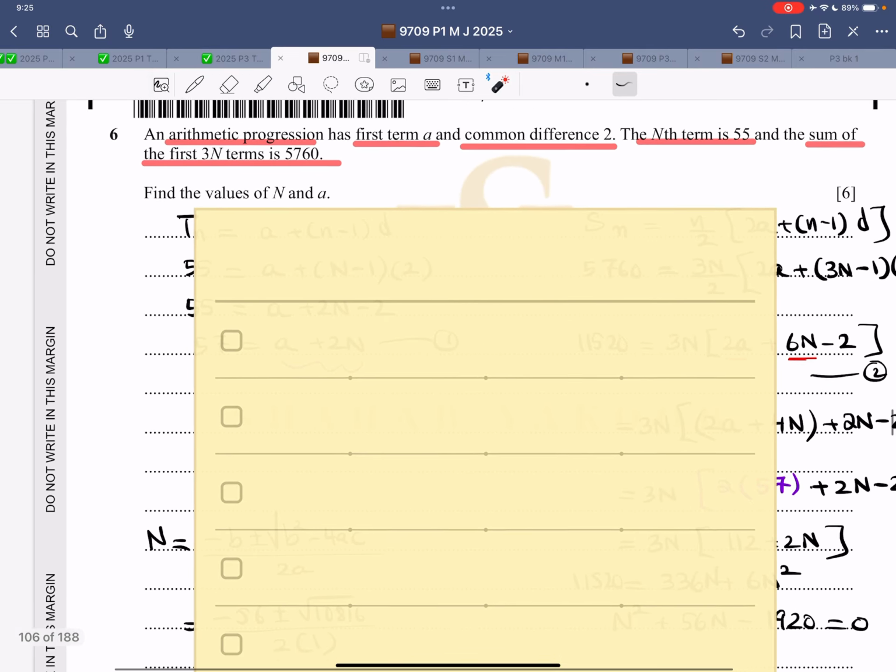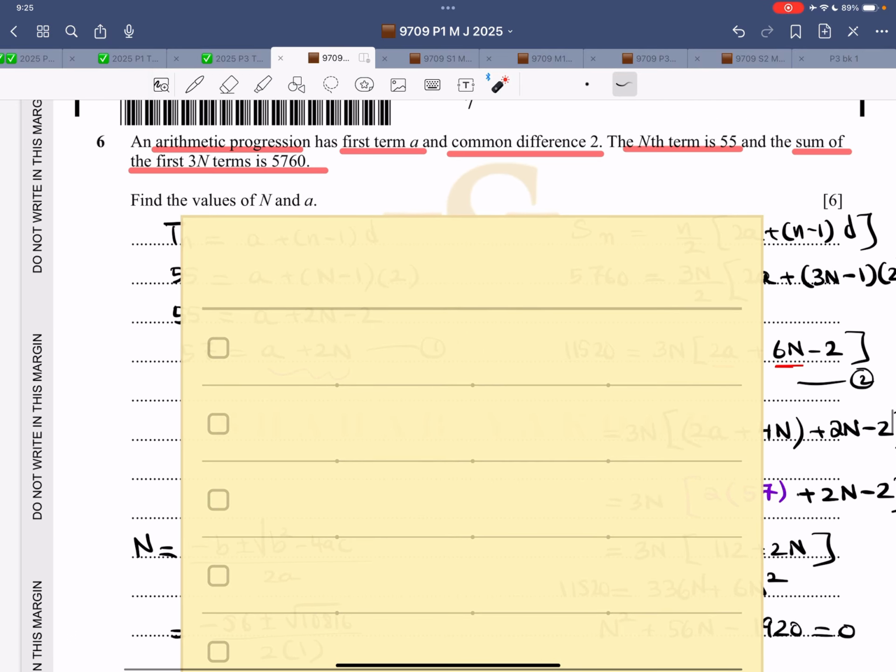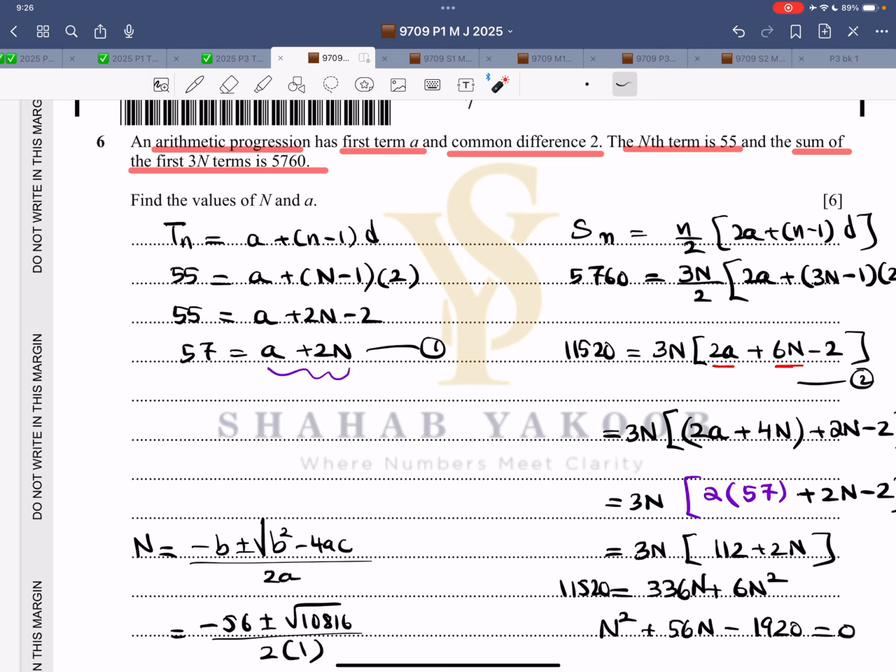Let's move to question number 6. Another progression question. This time it is arithmetic. Now it says an arithmetic progression has the first term a, common difference 2. The nth term is 55. Sum of the first 3n terms is 5760. Find the value of n and a. So now first of all, look at the term formula, Tn is a plus n minus 1 into d.